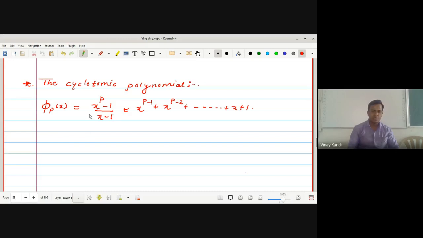Okay, so this polynomial is irreducible over Q for any prime p.